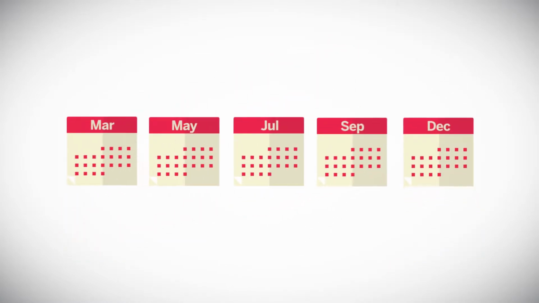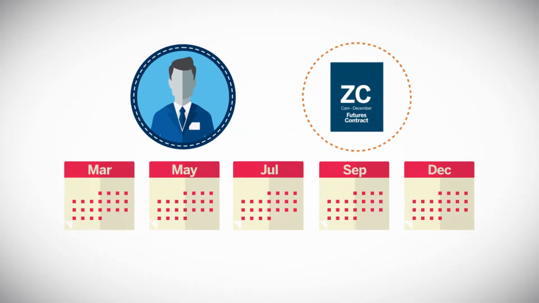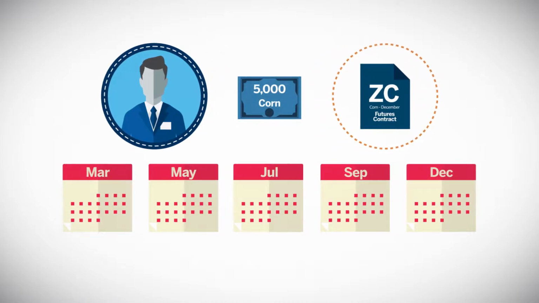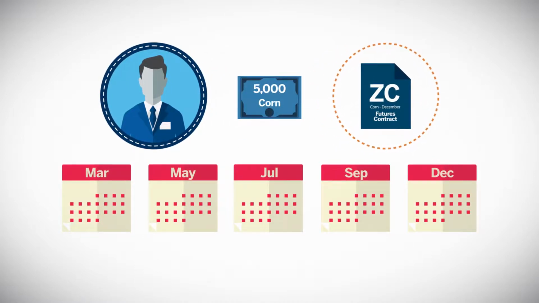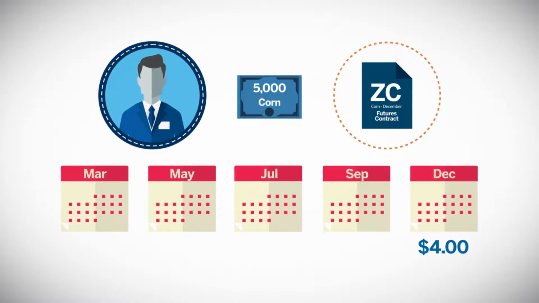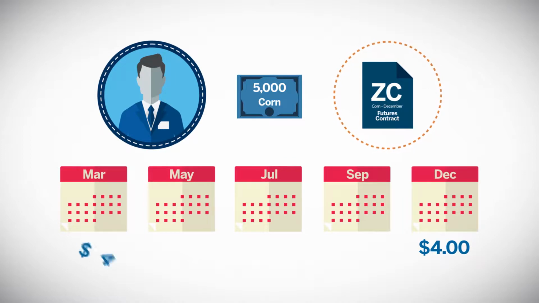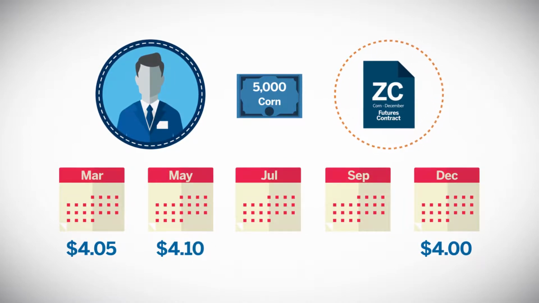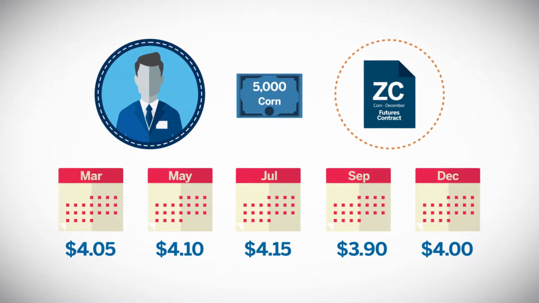A market participant holding a long December corn futures contract until delivery would receive a delivery certificate representing 5,000 bushels of corn. Therefore, the price at any given time for a December futures contract represents the expected price in December. For a March futures contract, it will be the expected price in March. And for a May futures contract, it will be the expected price in May.